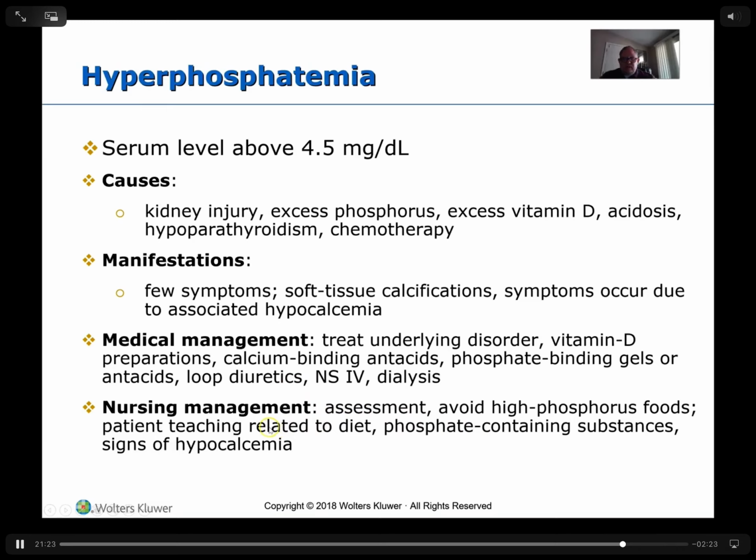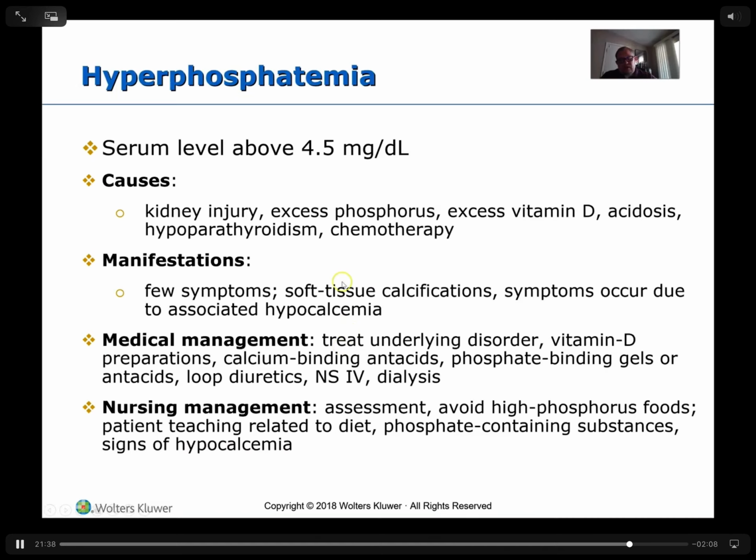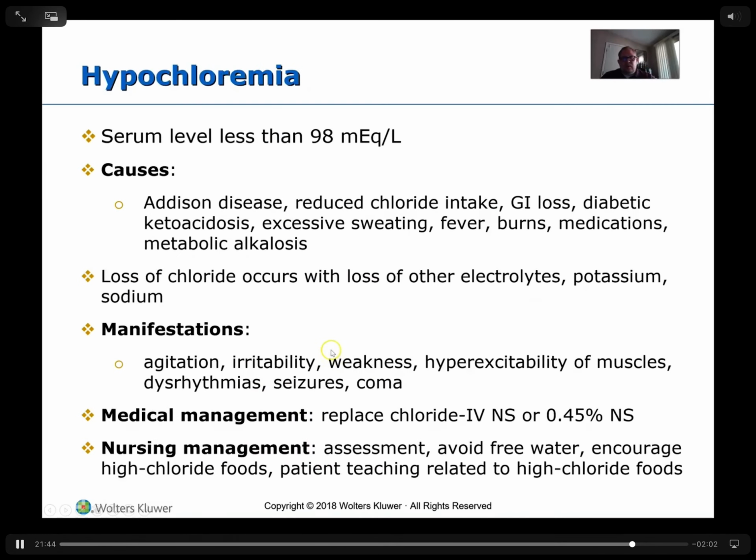So remember, nursing management, you're going to avoid high phosphorus foods because you're already high in phosphorus. Avoid phosphate containing substances, and look for signs of hypocalcemia. Remember, we talked about before that phosphorus and calcium are inversely proportional. So if you have hyperphosphatemia, you're going to look for hypocalcemia signs as well.